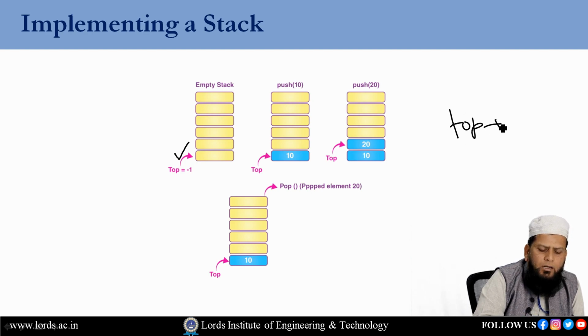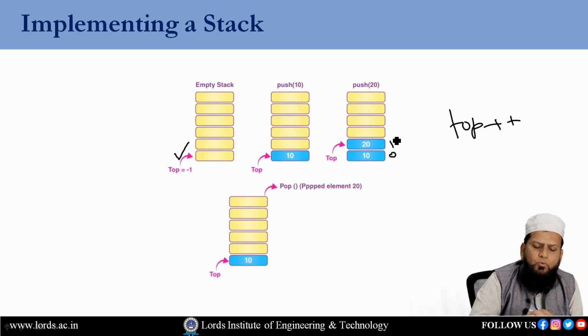So whenever we write top++, the value of top will be incremented to 0. Initially it was -1, so now it will become 0, and the element which we insert will be stored at index 0. Next, if we perform one more push operation with the value 20, it will be stored at index 1. So here 10 is stored at index 0 and 20 is stored at index 1. Similarly we can go on inserting elements up to the maximum size -1.